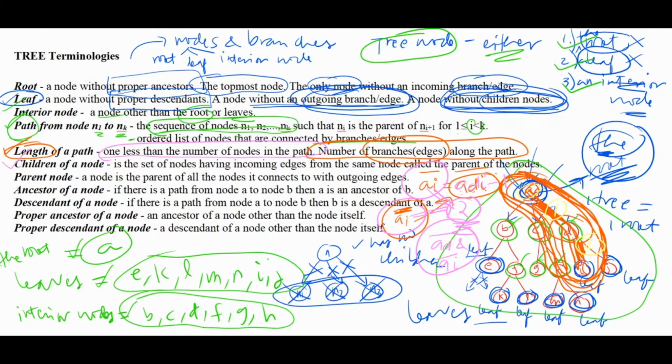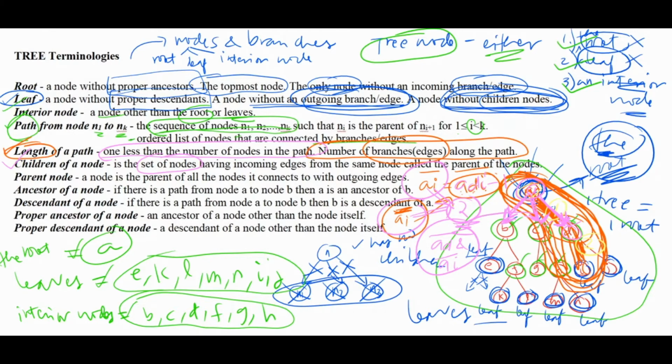Next term is children of a node. What is children of a node? It is the set of nodes having incoming edges from the same node, called the parent of the nodes. B, C, and D are called children of node A because they all have incoming edges from the same node A. B has an incoming edge or branch from A. C has an incoming edge or branch from A. D has also an incoming branch or edge from A.